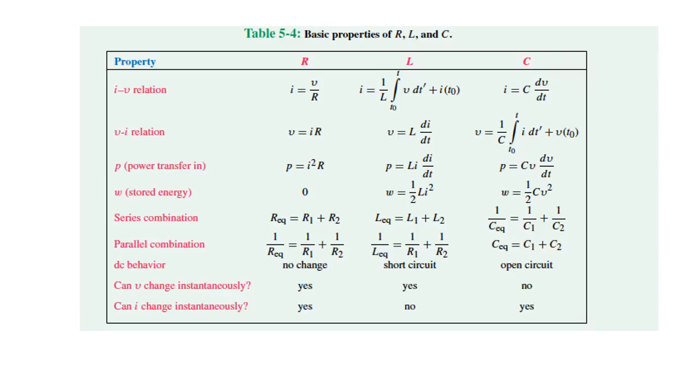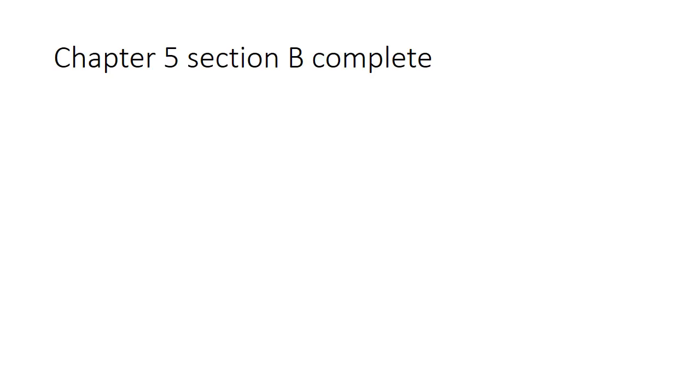So again, this is the most important of the slides. This should be your cheat sheet for a test because it holds all the equations we need to be able to solve some of these circuits. We're going to come back to this table multiple times in the near future as we do RL, RC, and finally RCL circuits. That concludes Chapter 5, Section B.